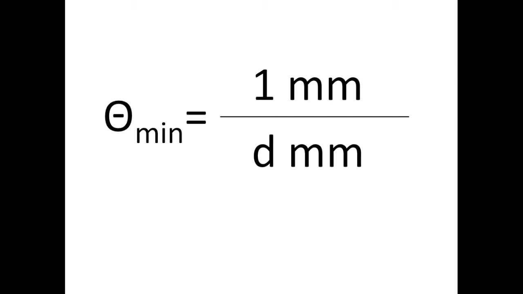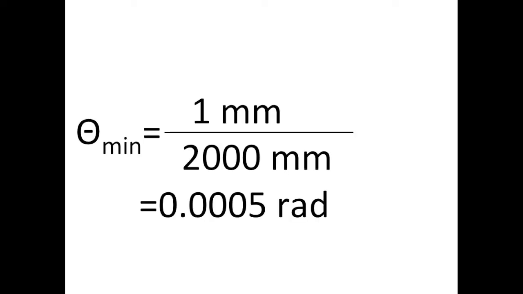Taking the original equation, we measured the minimum angle by dividing 1 millimeter, the distance between the points, by the distance between the observer and the points in millimeters. Since the distance was 200 centimeters, the minimum angle was 5 times 10 to the negative 4 radians.